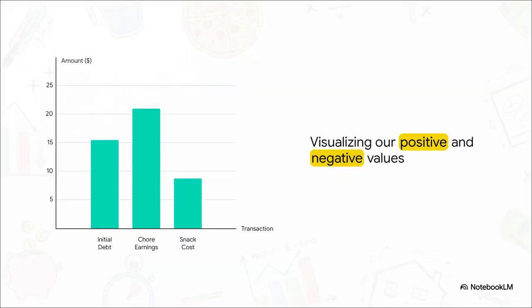What's really interesting here is how visualizing our positive and negative values anchors them. Down in the red, we've got our initial debt. Then you see a big green bar shooting up for our chore earnings and another red drop for the snack cost. Being able to visualize the magnitude and direction, positive or negative, is a totally crucial first step in understanding rational numbers, long before we even start crunching the exact decimals.